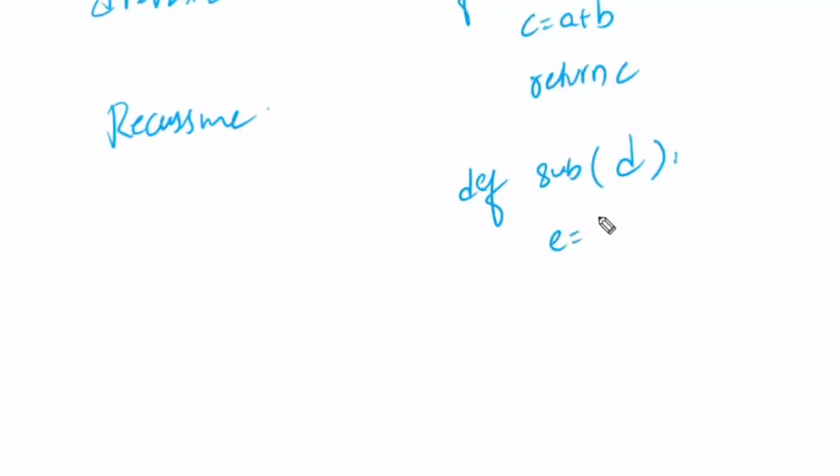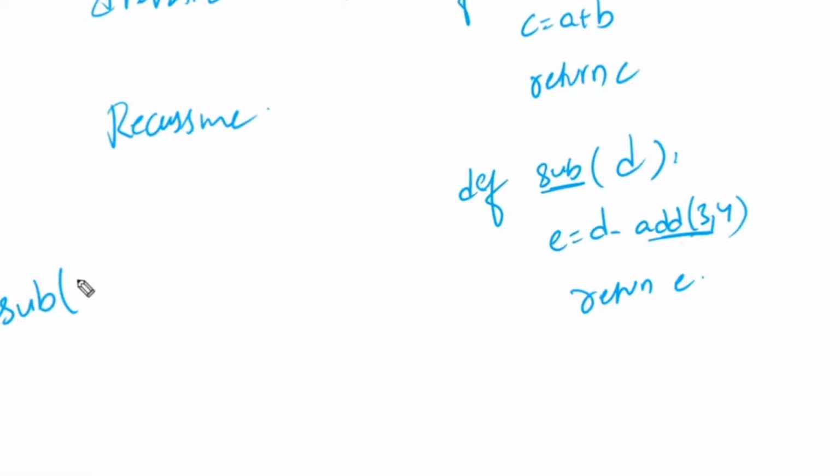Inside that, e is equal to d plus add of 3 comma 4. Whatever the output of add of 3 comma 4 will be stored here, and then the minus, and return the e value. This is the function. Now this sub function you are creating, inside the function you are calling the add function, which means you are calling another function. Another function you are calling inside this function is called an iterative function. Now when you execute the code, it's called as sub of 5.